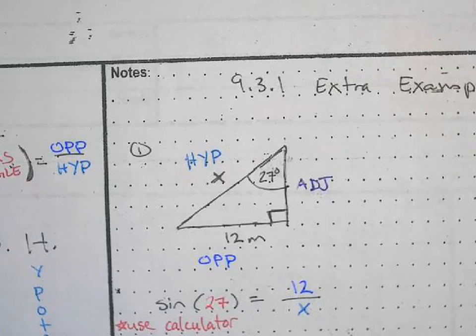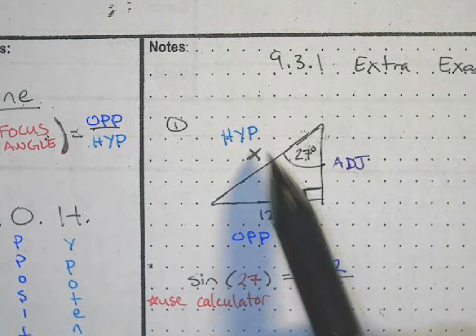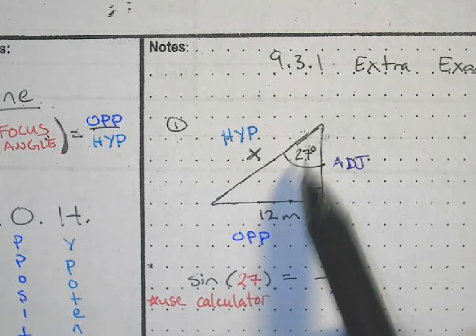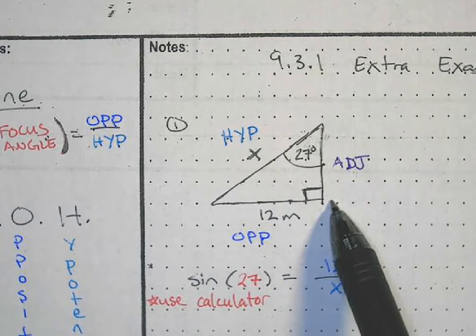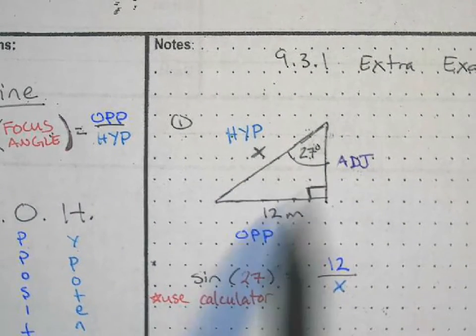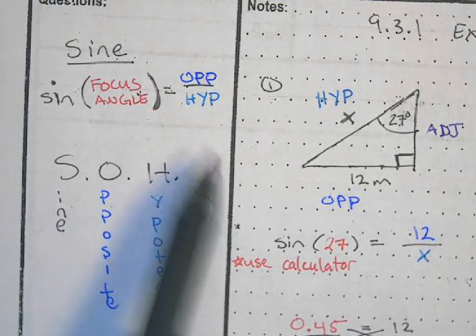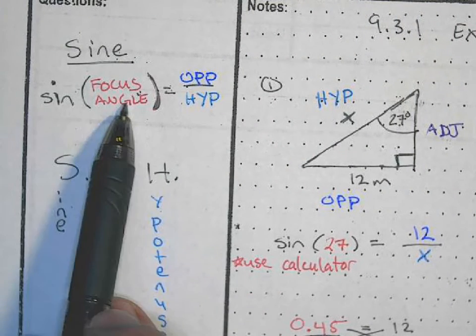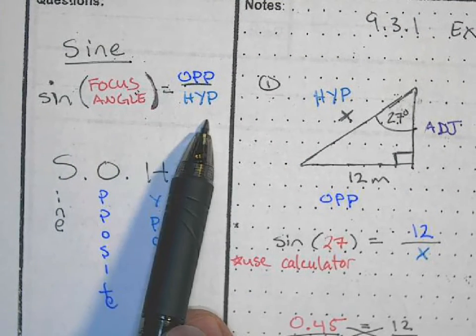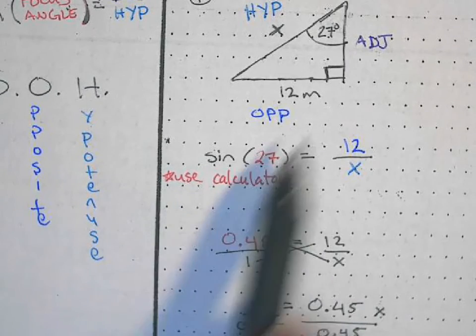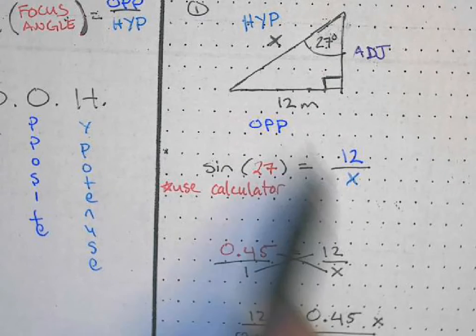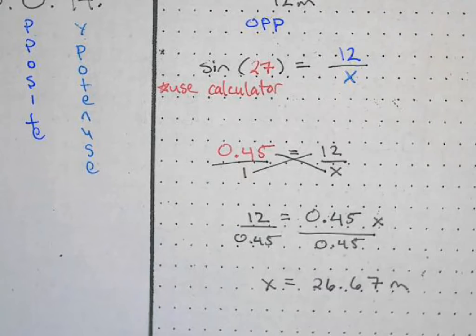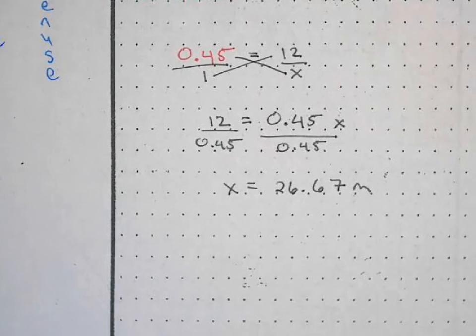So again, I can't stress this enough. It all starts with good labeling: hypotenuse across from our 90, opposite across from our focus angle, and adjacent touching our focus angle. Then once we have everything nice and labeled, it's easy to plug in to our given equation. Sine of our focus angle equals opposite over hypotenuse. So we did that. We plugged everything in. 27 went in for our angle, and then opposite 12 over our hypotenuse x. Using a calculator to help us simplify, and then cross multiply and solve.